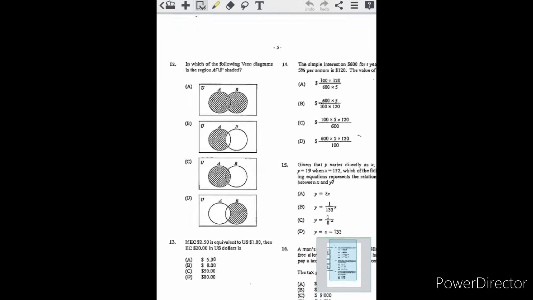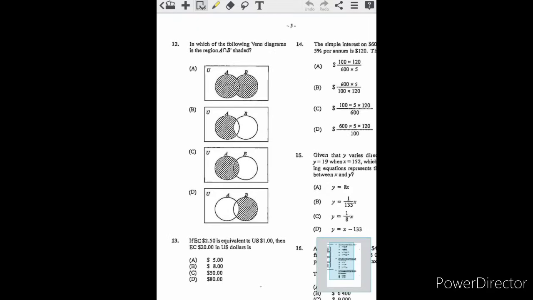Question 12. In which of the following Venn diagrams is the region A intersect B complement shaded? B complement means that B is not shaded. So that's our key. We know that A would be out and also D is out as B is shaded. Now looking at B and C, we see that in C, the intersection is shaded, so therefore B is our answer.